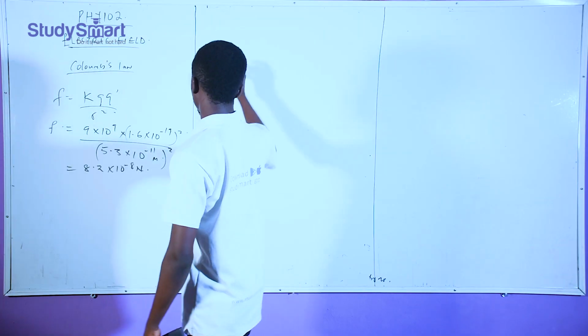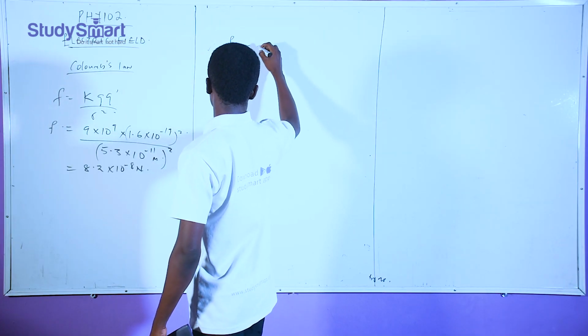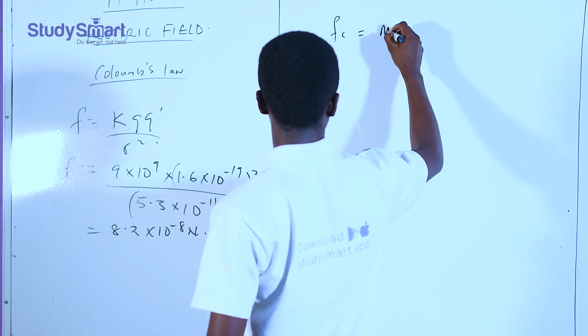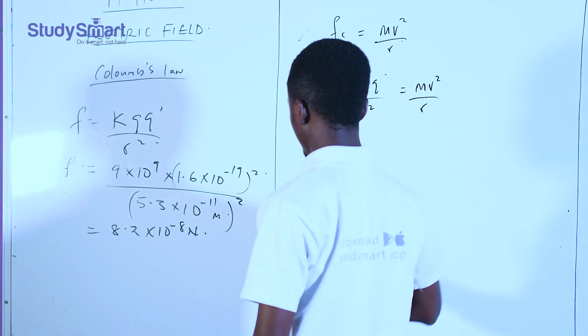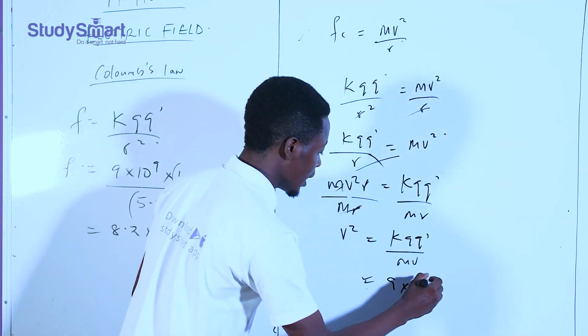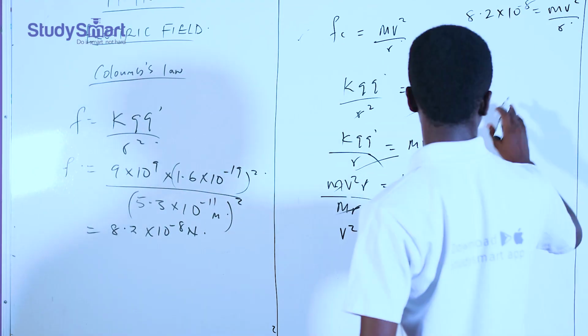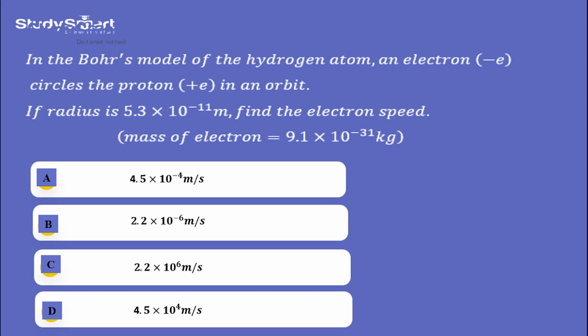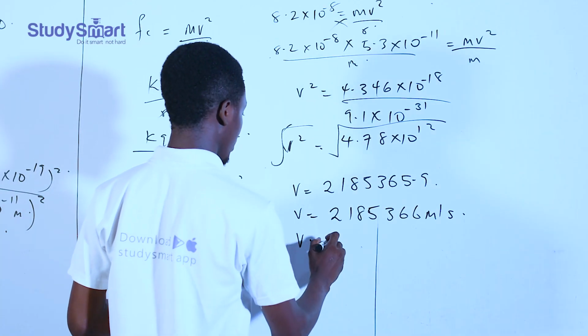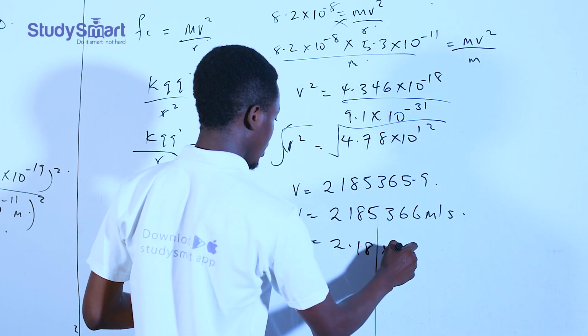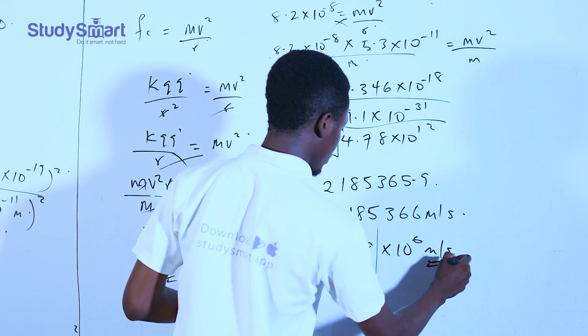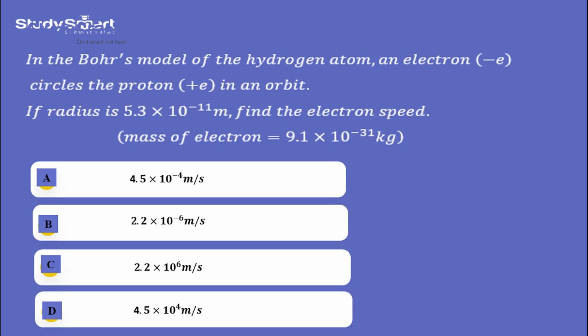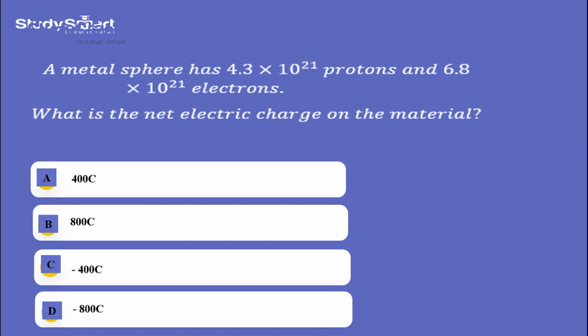Our centripetal force, which is denoted as Fc, is equivalent to mv squared over r. You have 2.18 times 10 to the power of 6 meters per second. So that should be option C. 2.18 is approximately 2.2 times 10 power 6 meters per second.